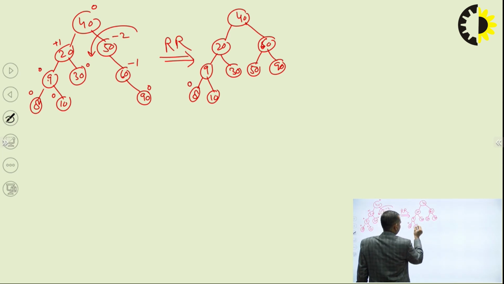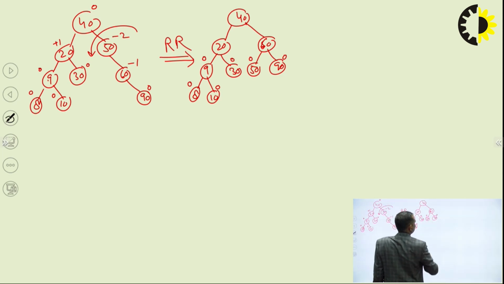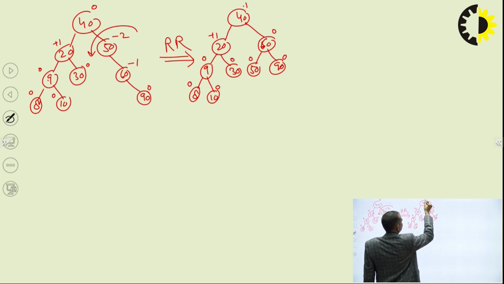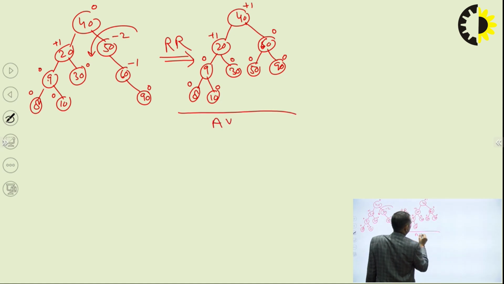8 balance factor 0, 10 ka balance factor 0, 9 ka balance factor kitna aa gaya, 0, because left height, right height same. 30 balance factor 0, 50 no left height, right height 0, 90 balance factor is 0. 60 ka balance factor, left height kitna hai 1, right height kitna hai 1, that is 1 - 1, that is the 0. Now we have to calculate the balance factor of 20, that is left height 1 and 2, right height is 1, so 2 - 1 that is the +1. 40, 1, 2, 3, 1 and 2, that is the balance factor, 3 - 2, that is the +1. So this is our final AVL tree.